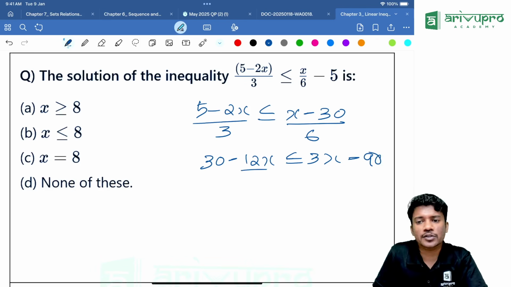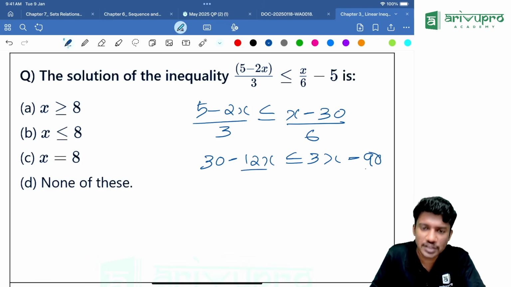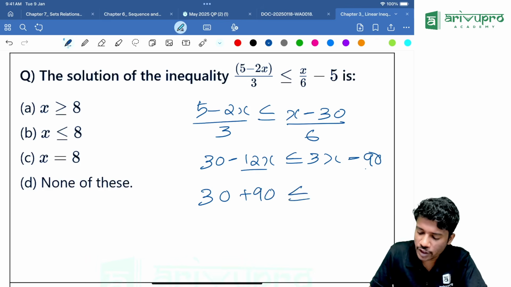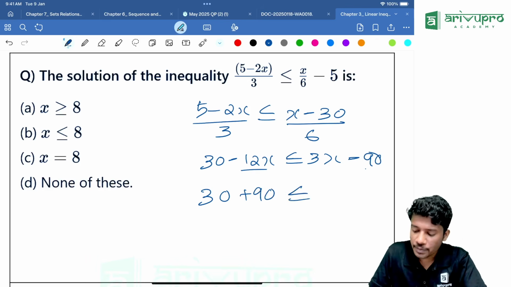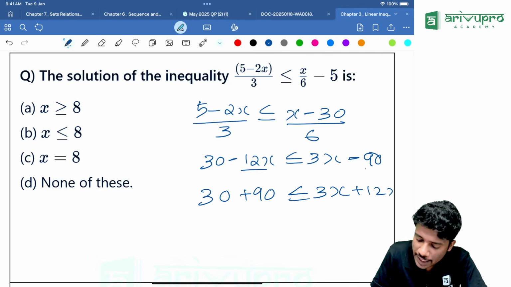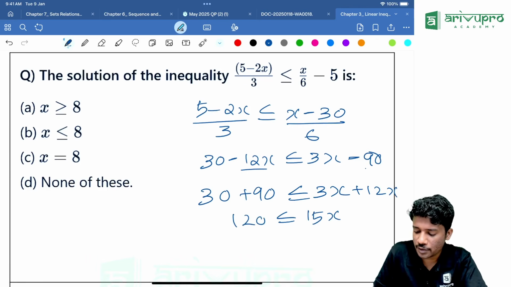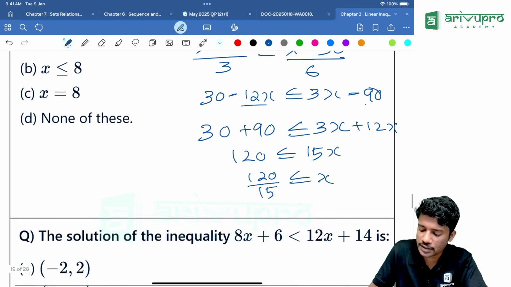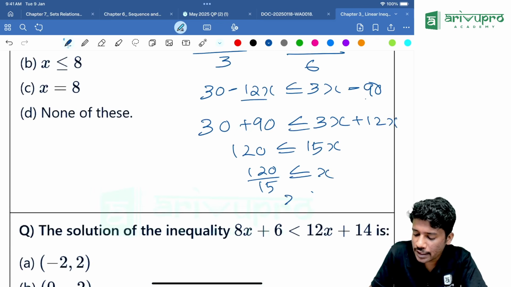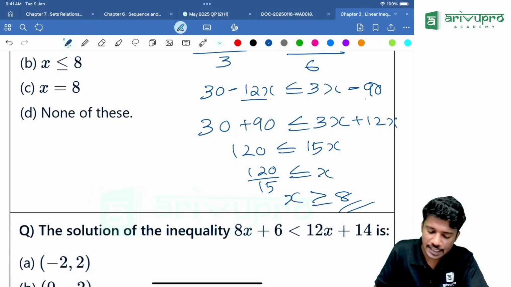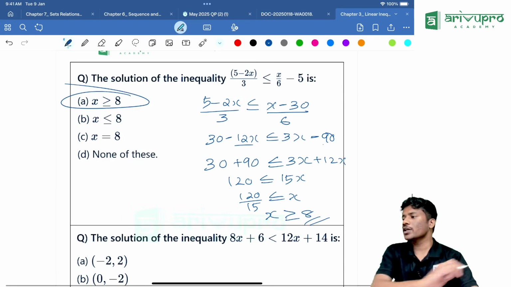Take minus 12x to the other side, minus 90 to this side. That will become 30 plus 90 is less than or equal to 3x plus 12x. That is 120 less than or equal to 15x. That means 120 divided by 15 less than or equal to x. That means x greater than or equal to 8. Option A is your answer.